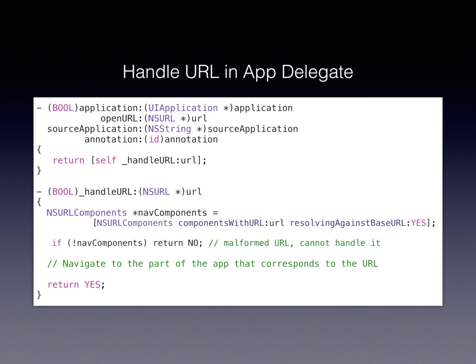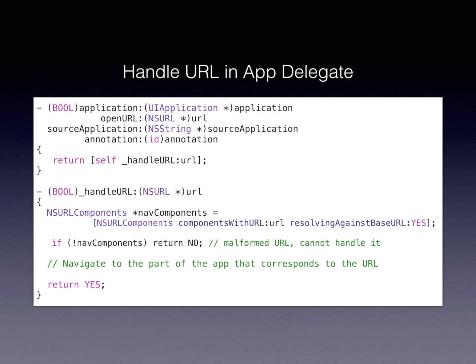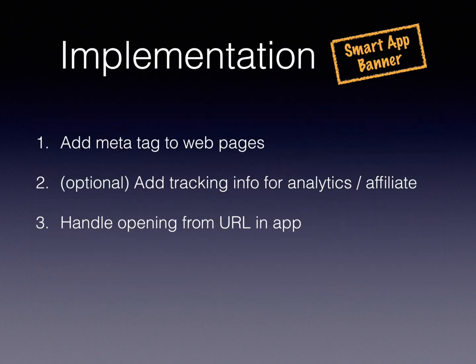When the app is opened from the Smart App Banner, the URL that was in the extra data is passed here, and then I'm going to navigate to this location in the app.